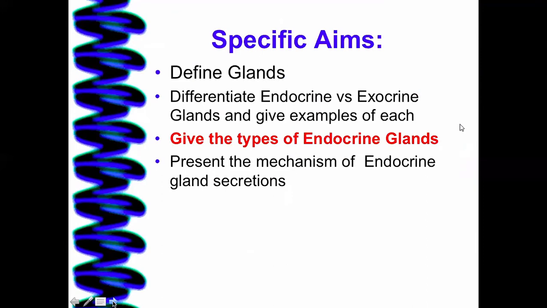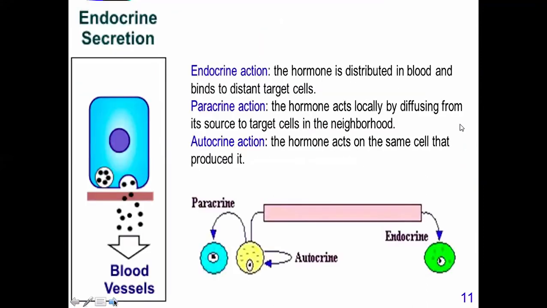And the third specific aim is to give the types of endocrine secretion. So what are the types of endocrine secretion? There are 3 types. The endocrine, meaning the hormone is distributed in the blood and binds to distant target cells. So for example, the hormone will be delivered into the blood by the endocrine.